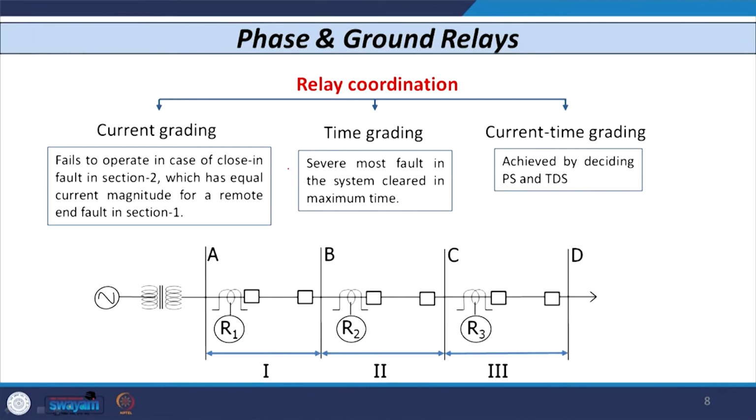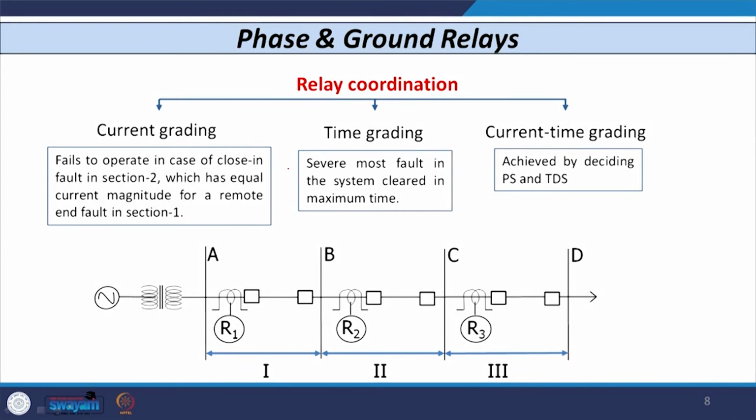So, there are basically three methods of coordination of phase and ground overcurrent relays. The first is the coordination based on current quantity, the second is the coordination based on time quantity, and the third is the coordination based on both current and time. When I consider the coordination based on current, that is known as the current grading procedure, and this type of procedure normally fails to operate when we have a close-in fault in one section which has equal magnitude to a remote end fault in the other section.